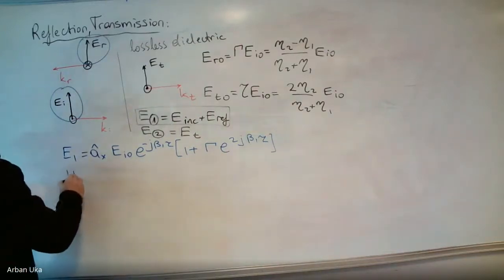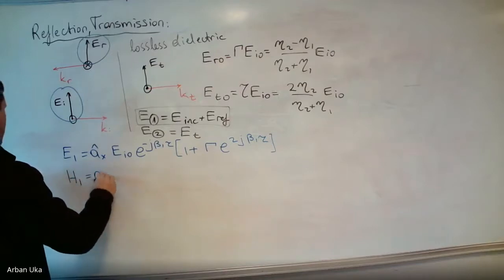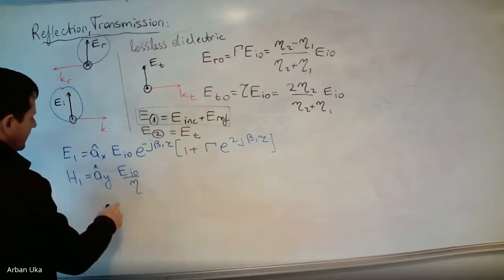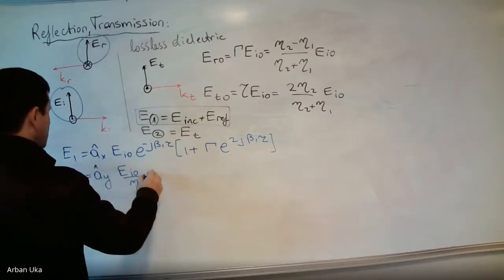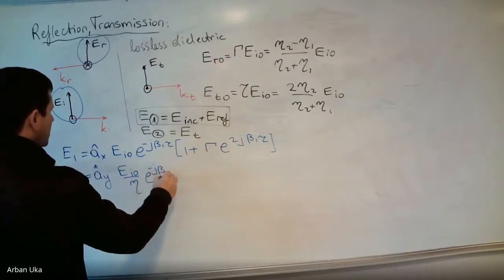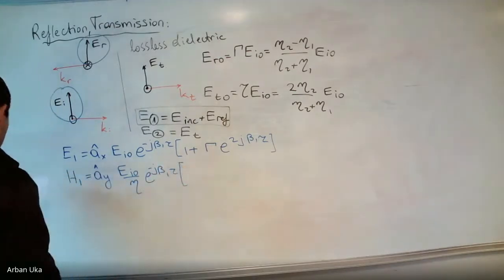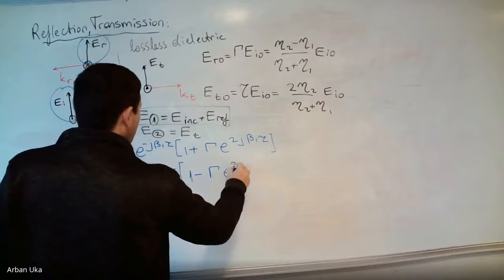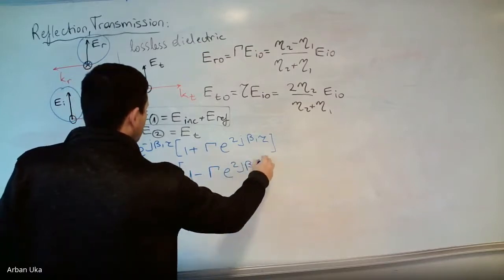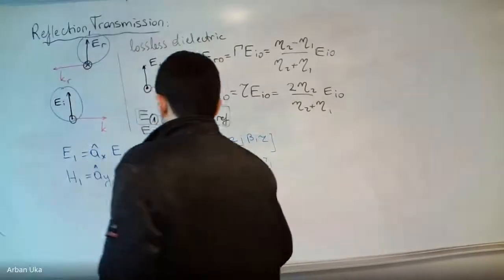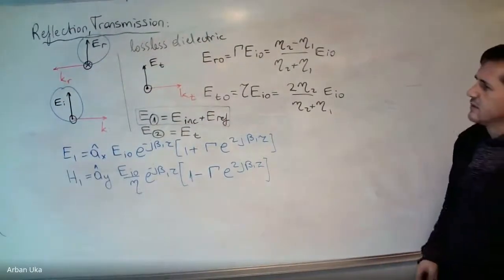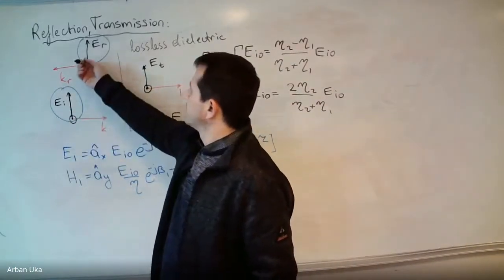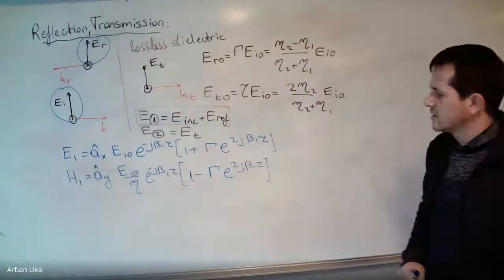Then similarly for H1, we have the following: a_y times the incident wave amplitude modified by the intrinsic impedance, times the same term, which is e to the power minus j beta 1 z, and the rest is 1 minus the reflection coefficient e to the power 2j beta 1 z. Okay, so this is also the net magnetic field vector, which would be the addition of this vector pointing this way, and this other vector, which most probably is going to point this way.